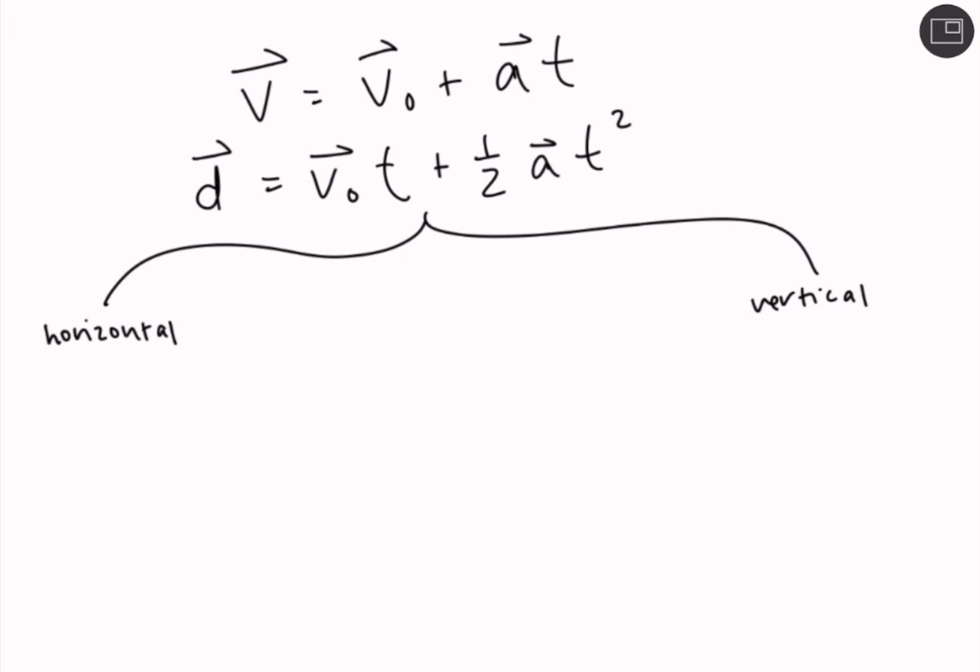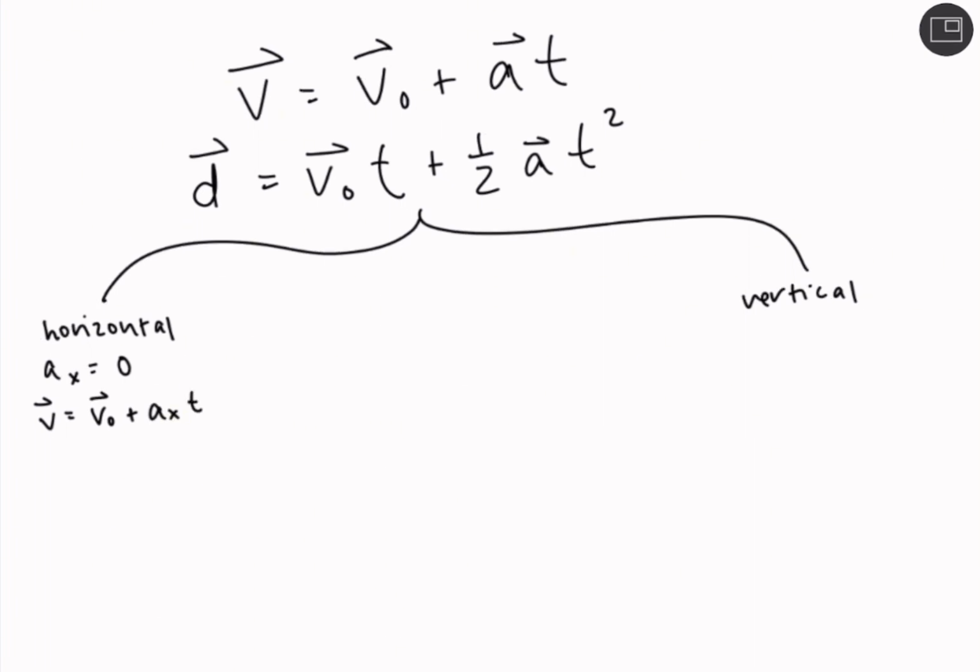Now let's include what we know about each component. Well, we know that gravity does not affect the horizontal component, so we can say that the x acceleration equals 0. And what you'll find is that in the x direction, the velocity is constant. And this is because acceleration times time is going to be 0. So the final velocity would just be equal to the initial velocity.